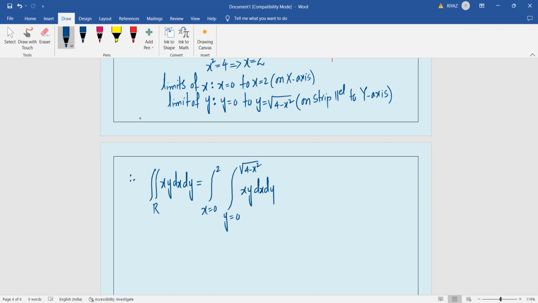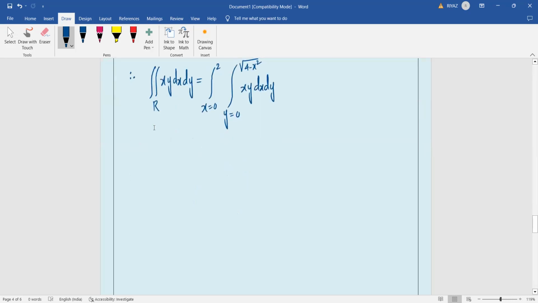Now the second limit is the complicated limit, and moreover it is in terms of root x. So in the y limits, we have to integrate with respect to y only. So first we'll integrate with respect to y, of course, because the second limit is a complicated limit, and that too in terms of x. x is equal to 0 to 2.